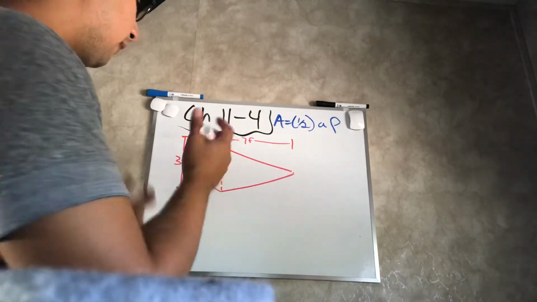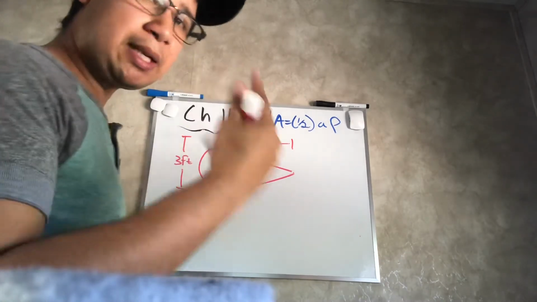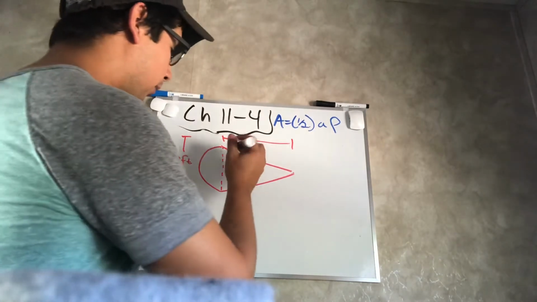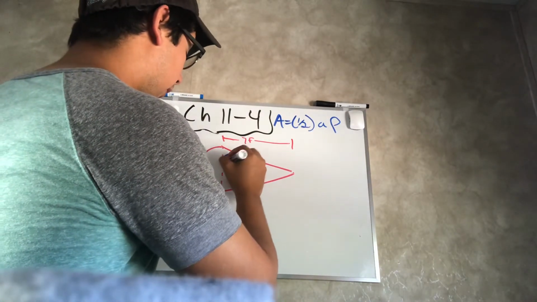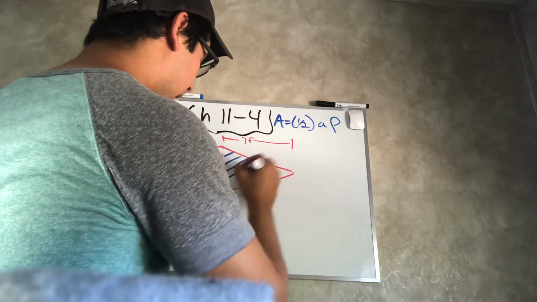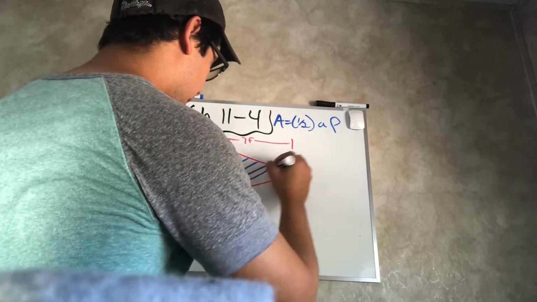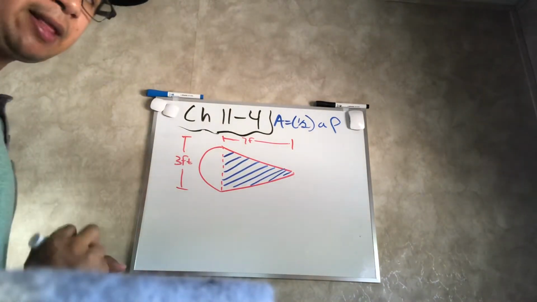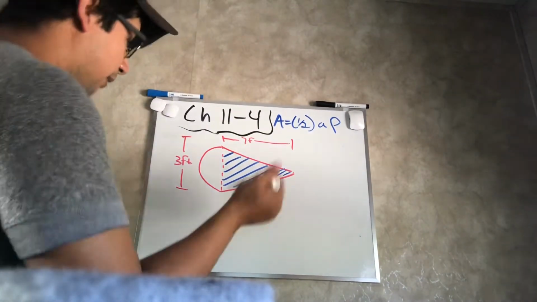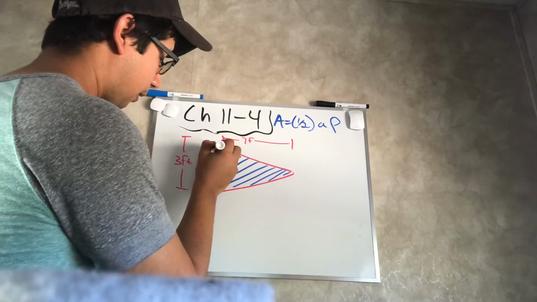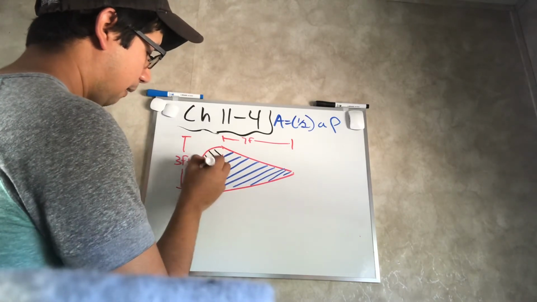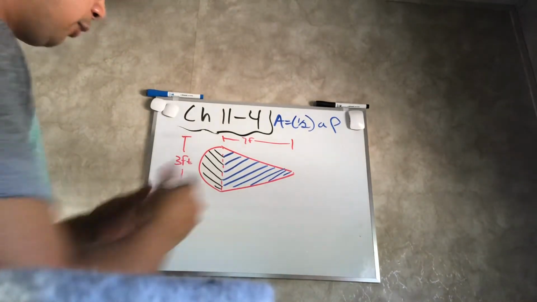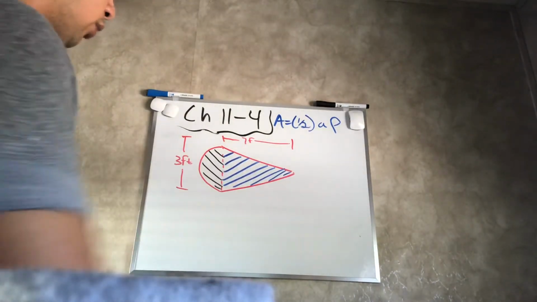So now all you have to do is find the area over here. Now we're going to separate this into 2 parts. First, we're going to find the area of this triangle here. So you notice there's a triangle here. Once we find the area of that triangle, we're going to find the area of this half circle. Once you do that, you're going to add up both areas, and you should get your total area.